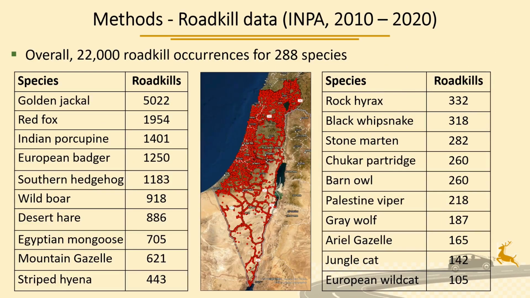To answer these questions, we used roadkill data gathered by rangers of the Israeli Nature and Parks Authority, the INPA, from 2010 to 2020. Over 22,000 roadkill incidents were collected for 288 species. We chose 20 species with the most roadkill incidents, most of which are medium-sized mammals, along with 2 bird species and 2 snake species.